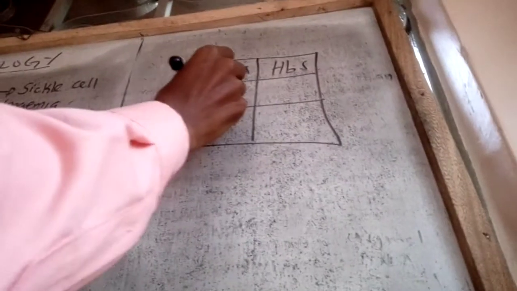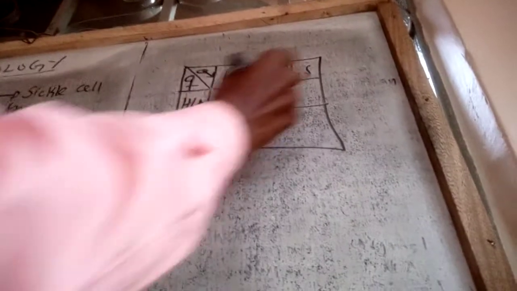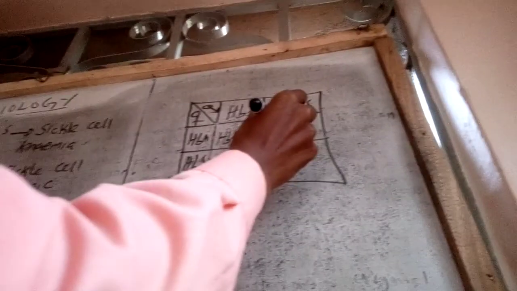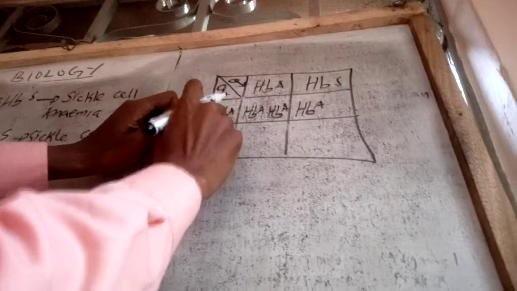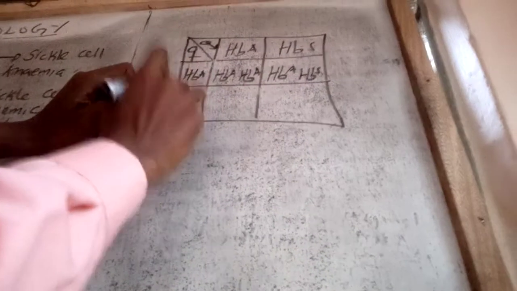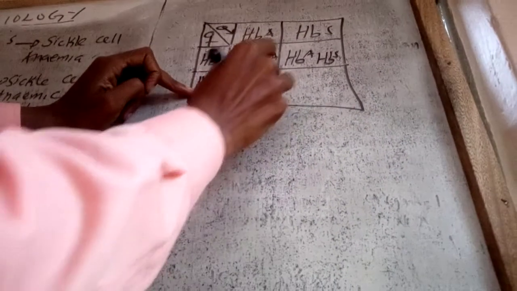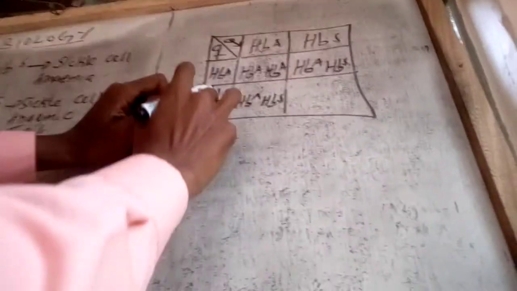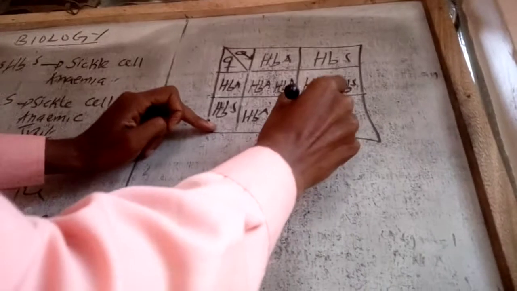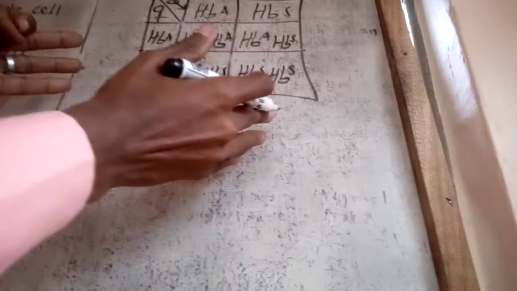For the first case, HbA will combine with HbA. What about the second one? HbA goes, this is from the female, and from the male we have HbS. What about the next? From the male we have HbA, and from the female we have HbS. And what about the last? They will each donate HbS and the other one HbS. And therefore, we'll be having the results as follows.